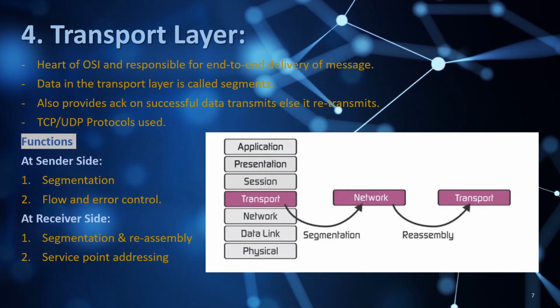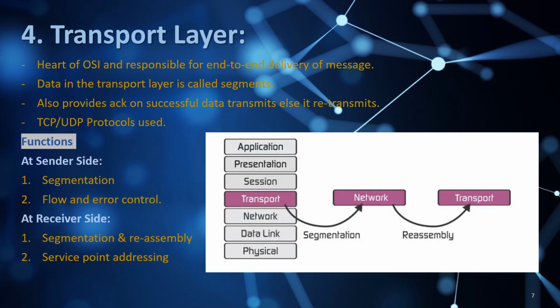Transport layer, this is the main heart of the OSI model. The main responsibility of the transport layer is end-to-end delivery of the message. What is the difference between the network layer and the transport layer? The transport layer is responsible for delivery of the message, and the same is true for the network layer. What is the difference between the two?